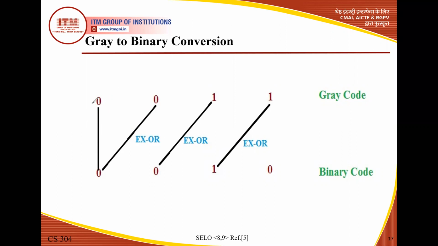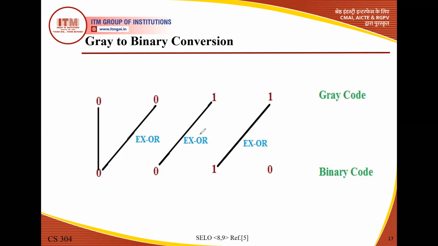Again, the MSB is replaced as it is. So with the help of this G3, we find out B3. Once B3 is found, B3 XOR with this bit, that is G2. 0 XOR with 0, we have 0. When this 0 is found, 0 XOR with 1, we have 1. 1 XOR with 1, we have 0. XOR between the same digits has output 0. So with the help of this, we easily convert the gray code into binary code.